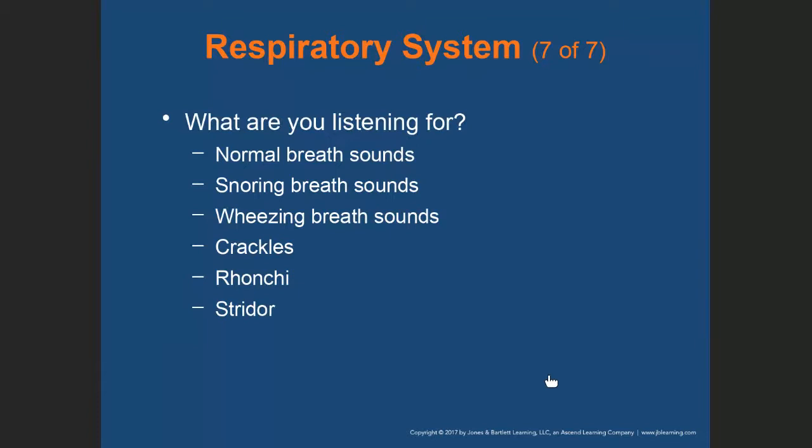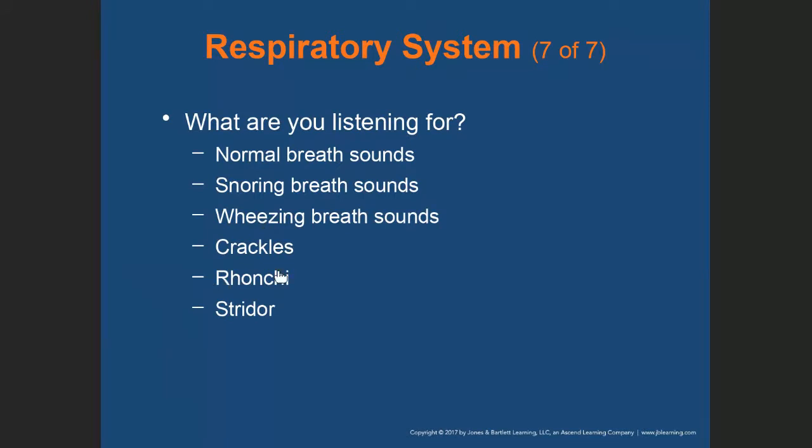Crackles can be rhonchi or rales. So rhonchi or rales is actually crackles. You have two types of crackles. You have coarse crackles and you have fine crackles. Crackles mean there is fluid inside of the alveoli. If a patient has fluid inside of the alveoli, they cannot get good oxygenation. Sorry, they cannot get good respiration.